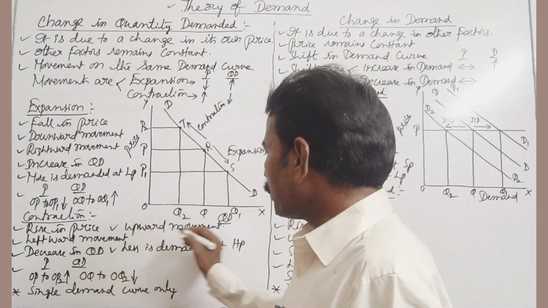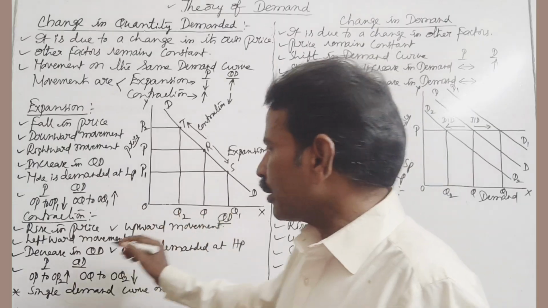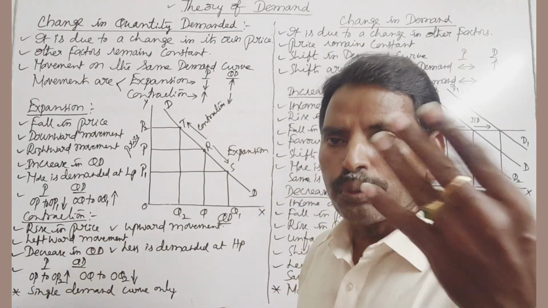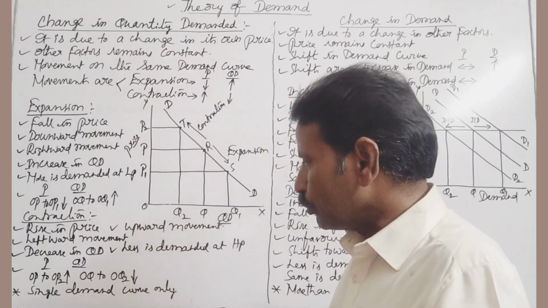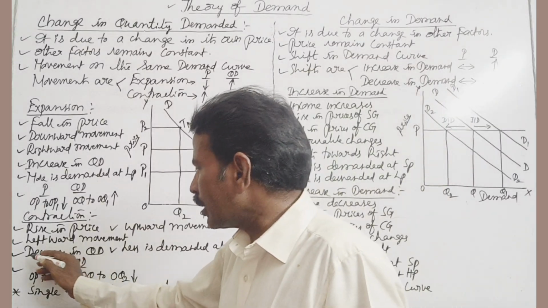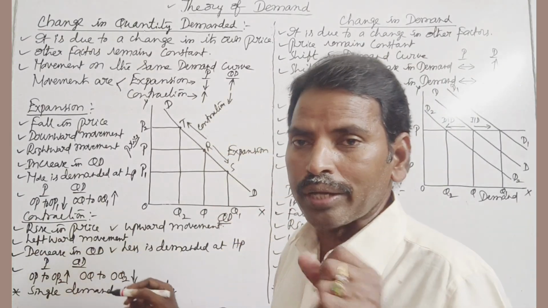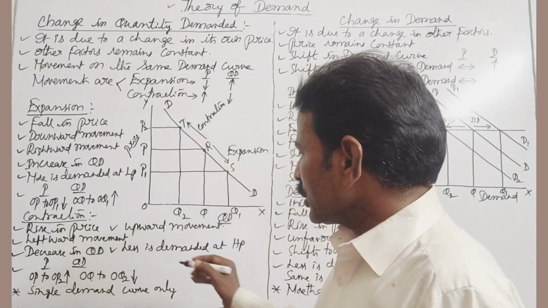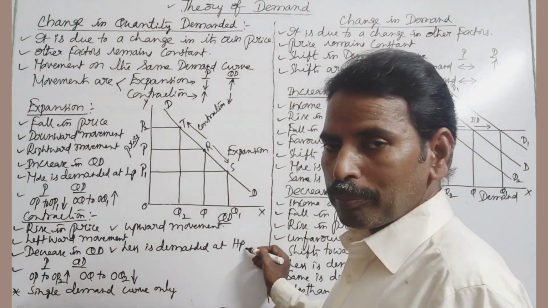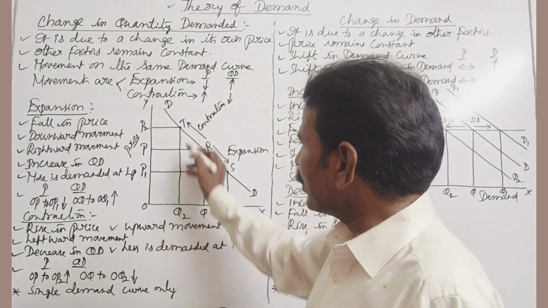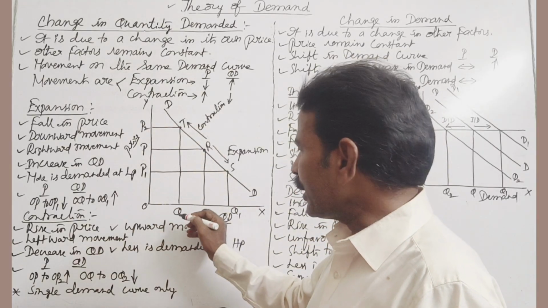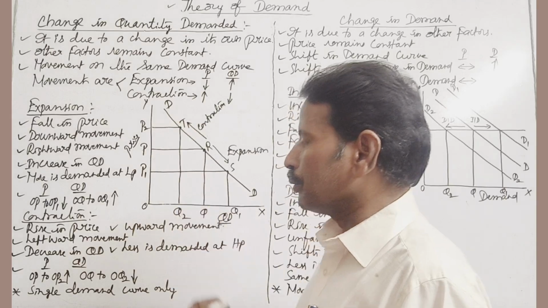Rise in price, upward movement or leftward movement. So rise in price, upward movement or leftward movement. It is also called decrease in quantity demanded. So less is demanded at higher price. OQ2 is less demanded at higher price OP2.